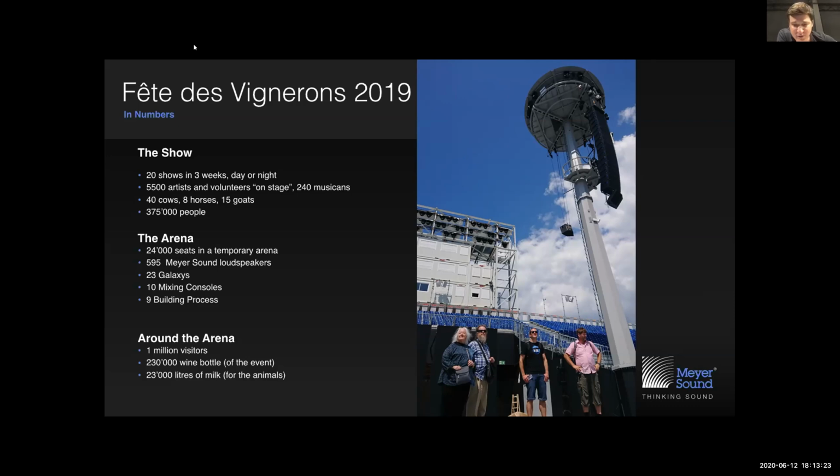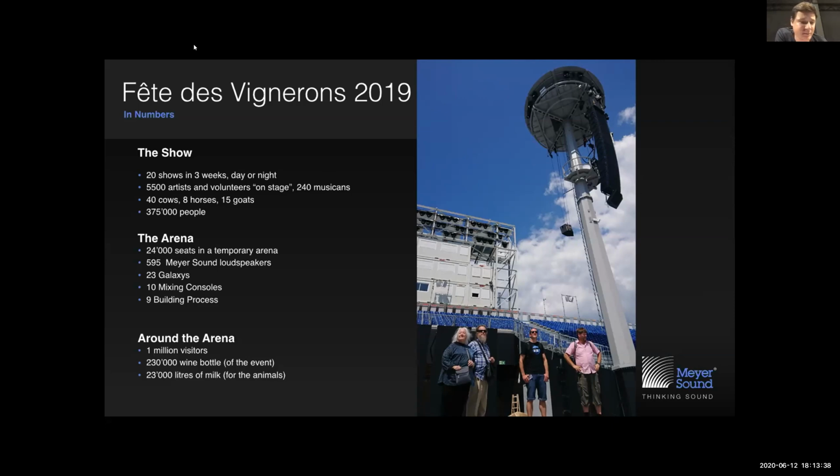595 Martin speakers. There are speakers you see hanging. There's a bunch of monitors. There's subwoofers and then the seating. There will be 23 galaxies managing this. There's 10 mixing consoles, and the building process is 9 months.